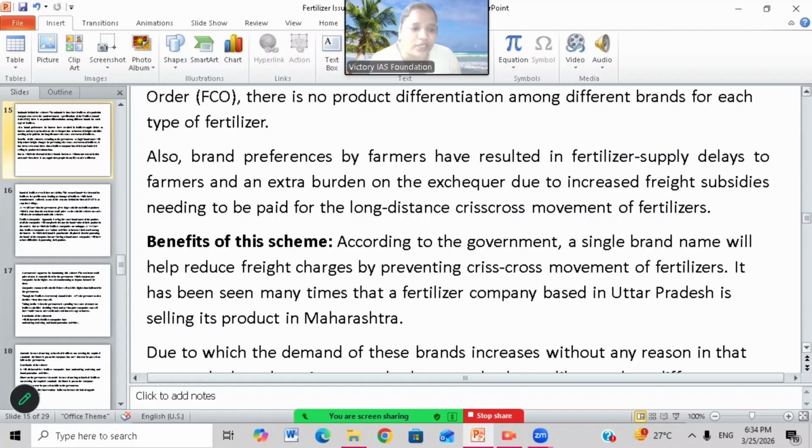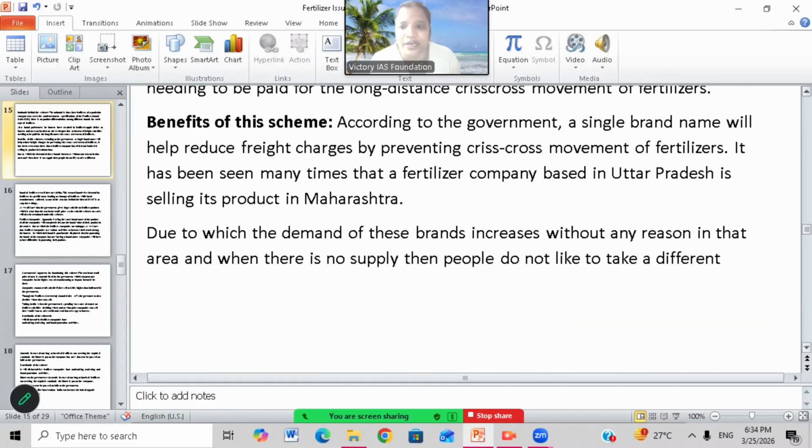So what are the benefits of the scheme? According to the government, a single brand name will help reduce freight charges by preventing crisscross movement of fertilizers. It has been seen many times that a fertilizer company based in Uttar Pradesh is selling its product in Maharashtra. So by giving one brand name, the farmer need not wait for some other consignment to come from another state or foreign country. Whatever the available fertilizer is there, he can take. Like that, the companies and the government can save some cost in transporting the fertilizer.